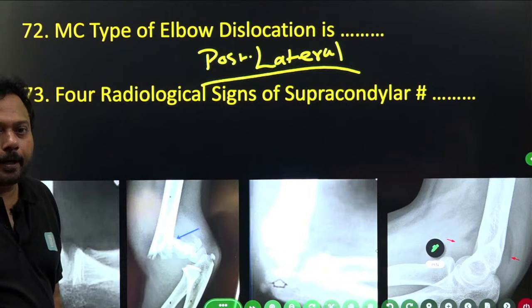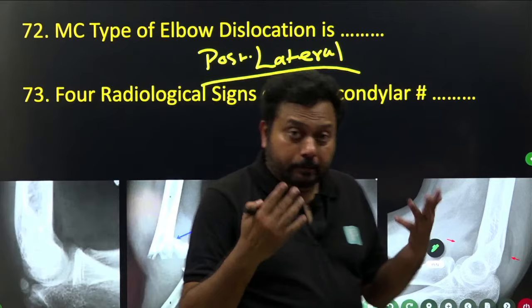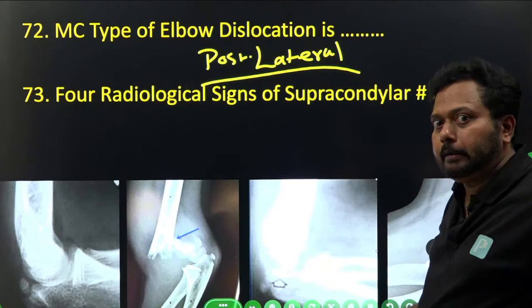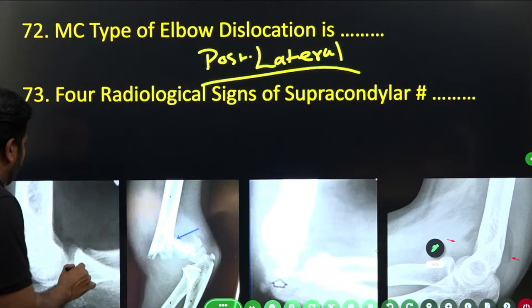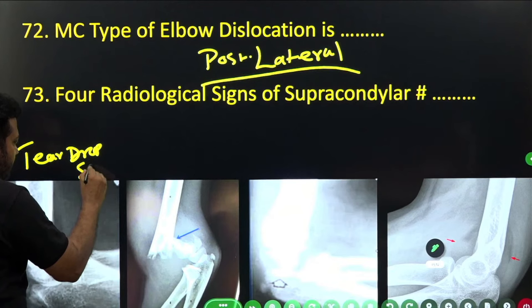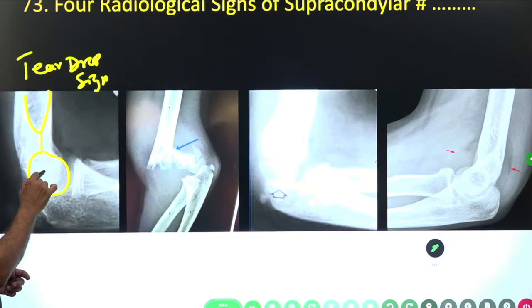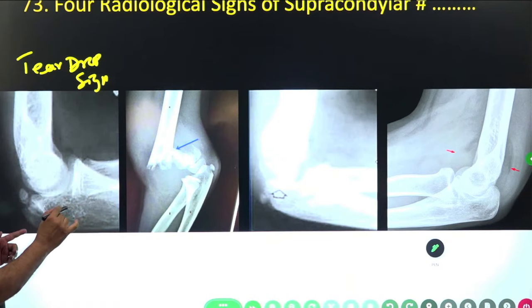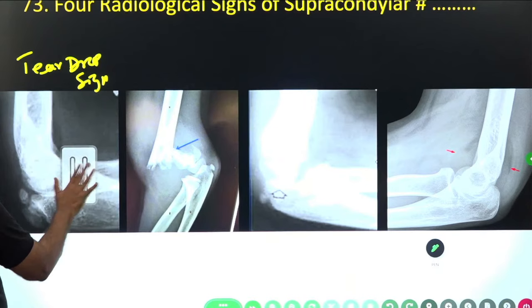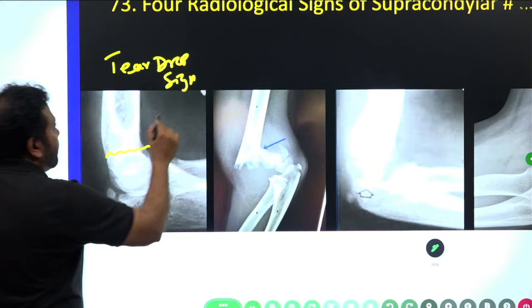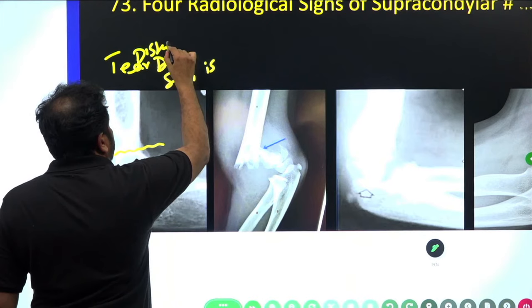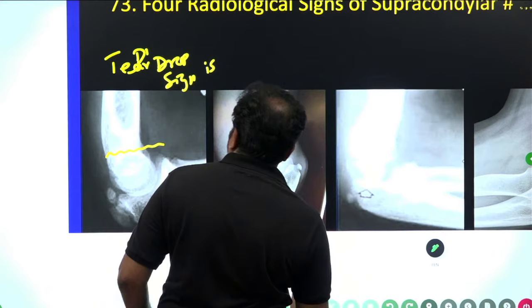Four radiological signs of supracondylar fracture. I know it is jam-packed, but I can't leave these things. I will write the sign name alone. Teardrop sign. You are able to see a teardrop-like thing. This is normal. If there is a supracondylar fracture, the teardrop is disturbed at this level. So the teardrop sign is disturbed. This is the first thing.